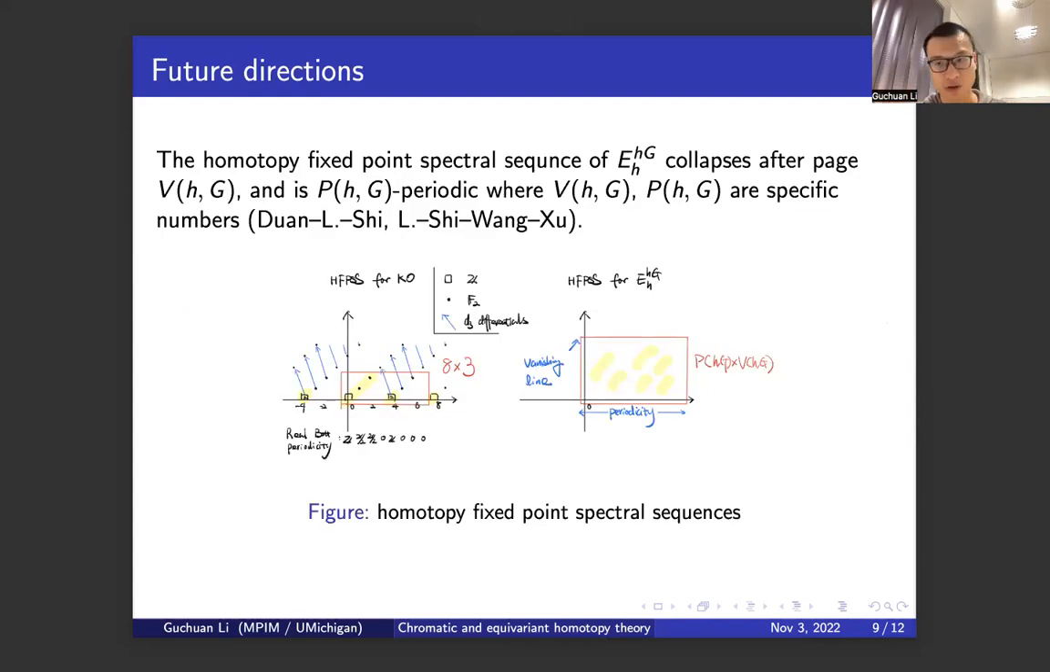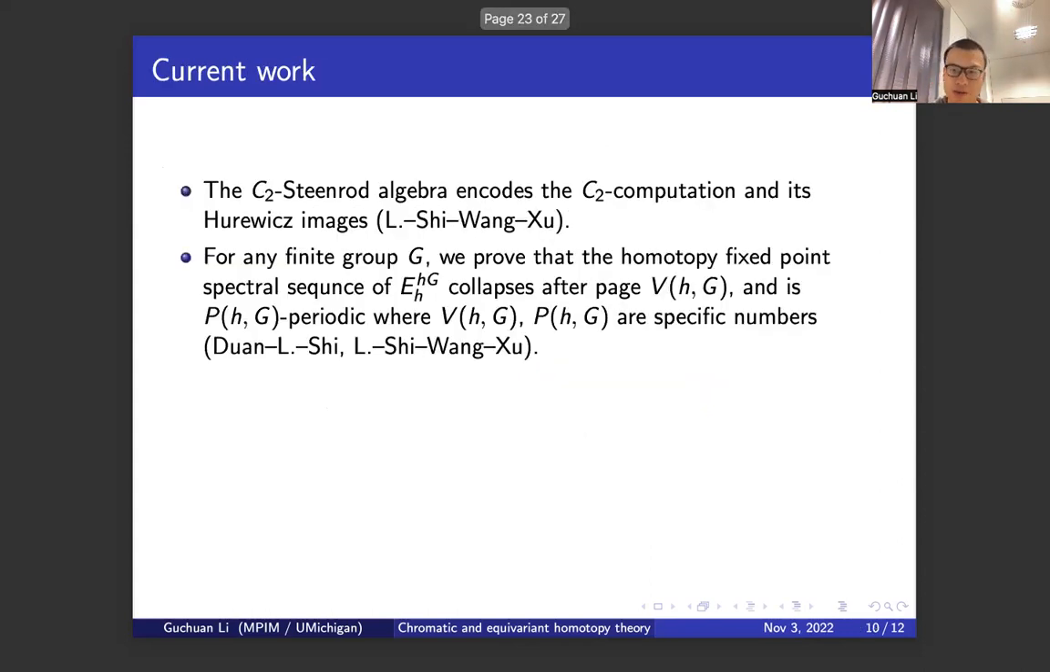Here is a picture to illustrate the result. If you think of the height one case, the image of J story, this is real Bott periodicity. The eight-fold periodicity of KO can be computed via a spectral sequence that collapses after d3. The key feature is the following: all the information lies in the 8 by 3 box. Our result is that we find the numbers P times V for the box, analogous to the 8 by 3 for KO, for all E_H^{hG}. So this is very powerful in computations.